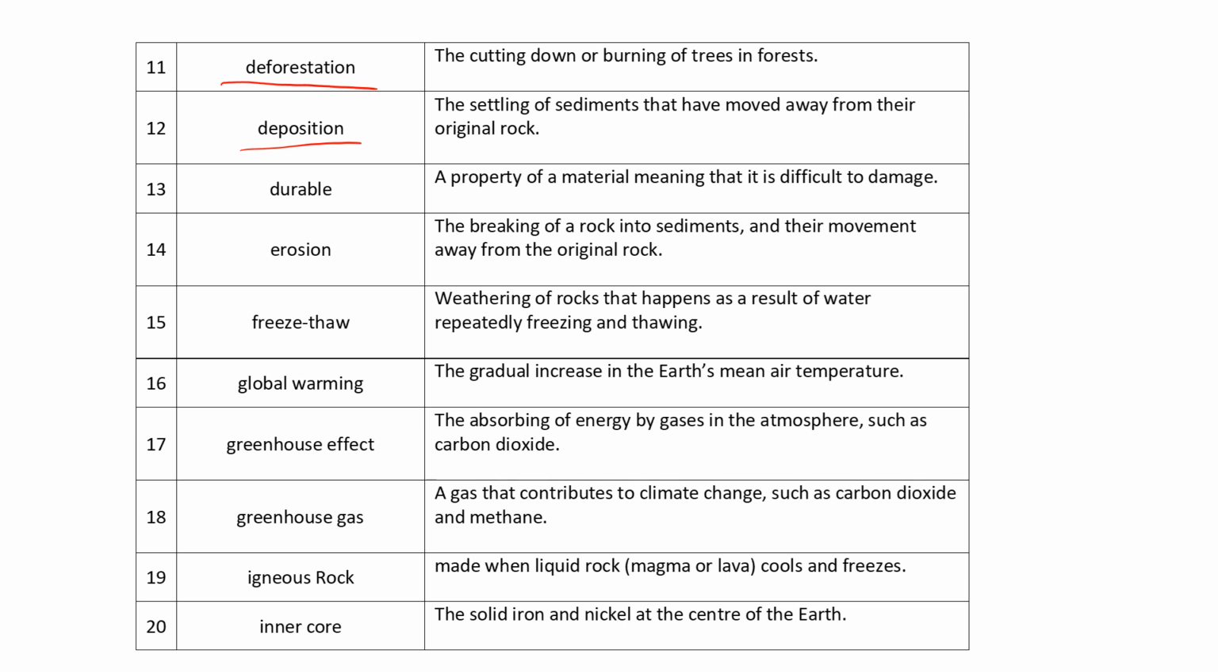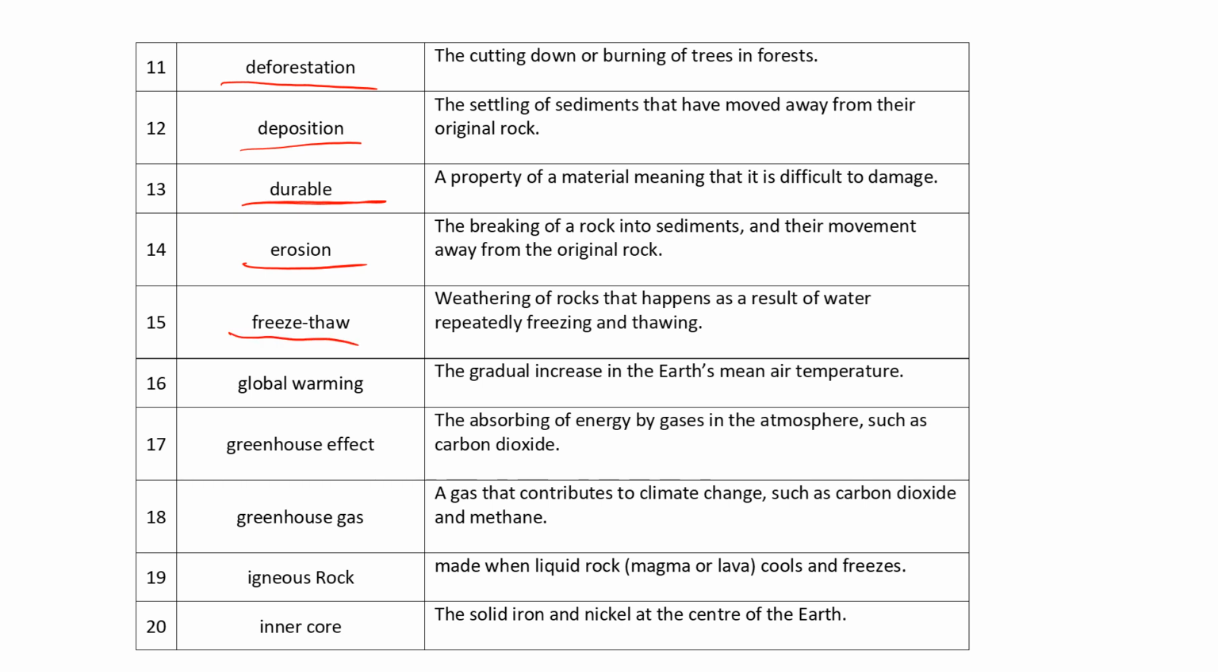A property of a material meaning that it's difficult to damage, durable. Rock's pretty durable, but over time it can get broken down. The breaking of a rock into sediments and their movement away from the original rock, okay, it's kind of combined to what we talked about before, erosion. Weathering of rocks that happens as a result of water repeatedly freezing, thawing, that's called the freeze-thaw, which is imaginative.